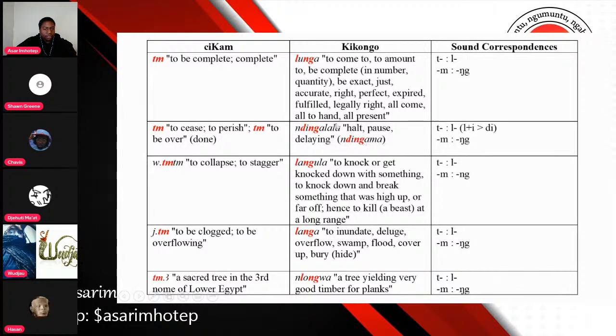Right? But in the other variations, we see it here. And so we notice, like in this one right here in Longwa, for a tree yielding very good timber for planks. And then Temer, a sacred tree in the third nome of Lower Egypt. This, even though the L is preceded by N, it didn't change to D. So this is one of the variations where that doesn't happen. And so that's why I say in this case, the L becomes D because of the I right behind it.